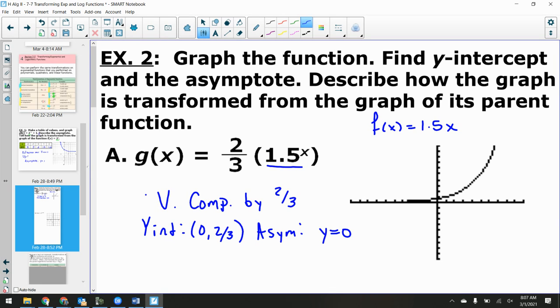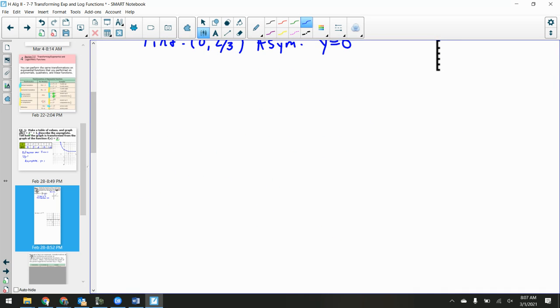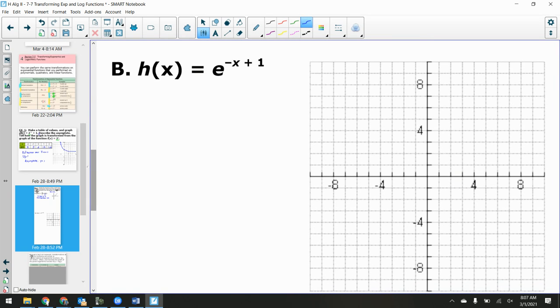Let's do that again. Does it change anything now that I've got my e to the negative x plus 1, and that I have an e for the base? No, the only thing that is different is now what is the parent? What's the parent now? e to the x, right? I know my original function was e to the x. I don't really necessarily need to know that to describe what's happening. Let's describe the transformations. I see a negative x and then a plus 1.